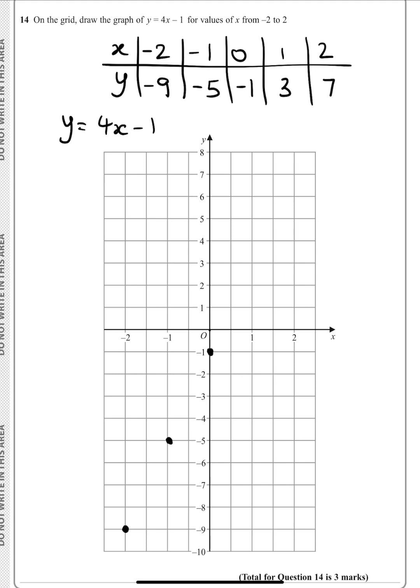And then I'm going to go to -1, -5, which is going to be here. 0, -1 will be here. 1, 3 is going to be here. And then 2, 7, 2 to the right, 7 up is here.